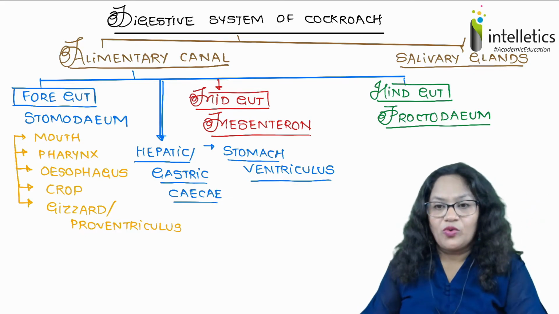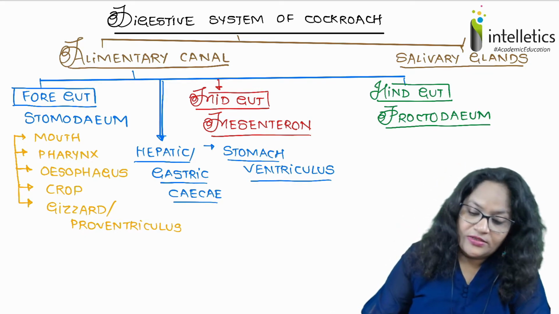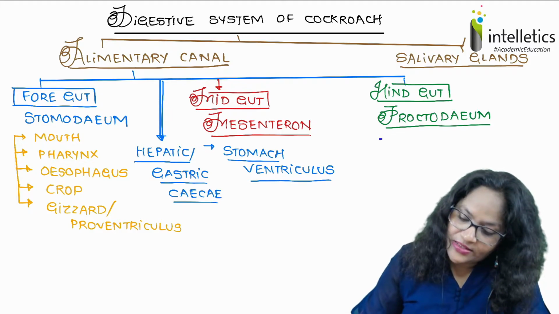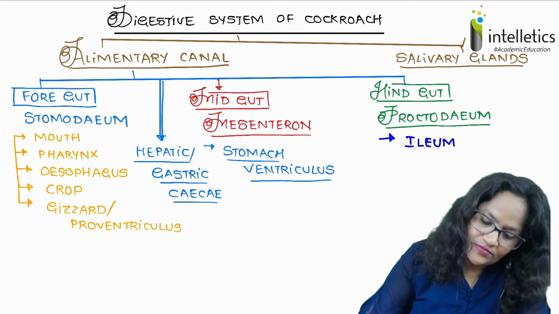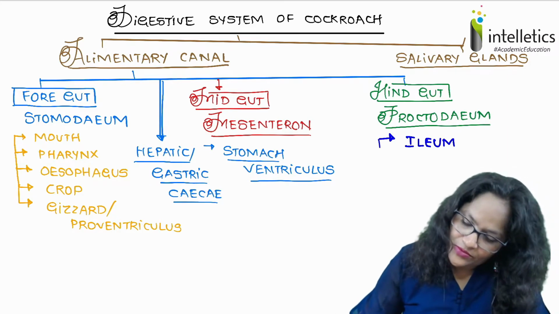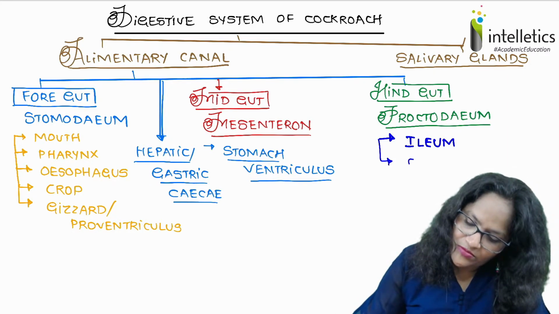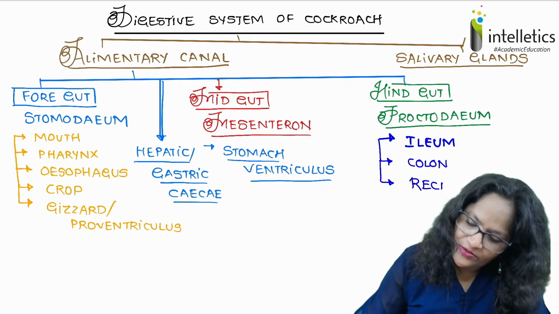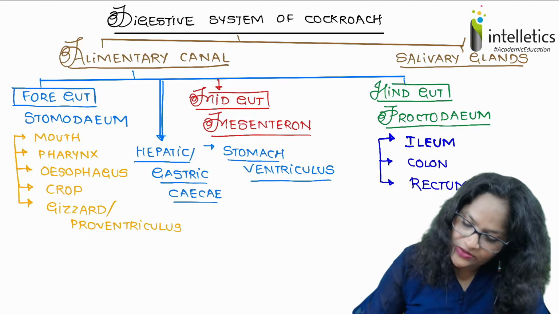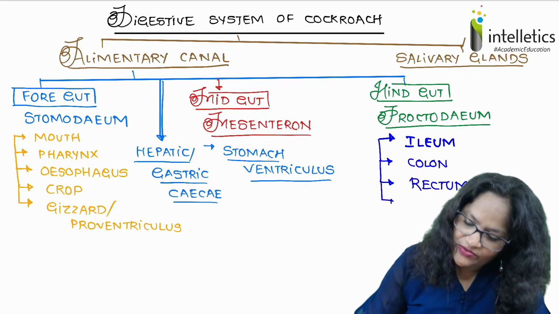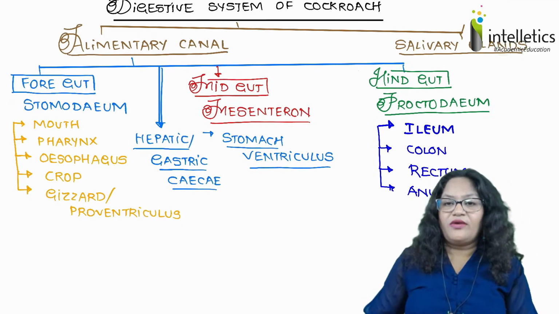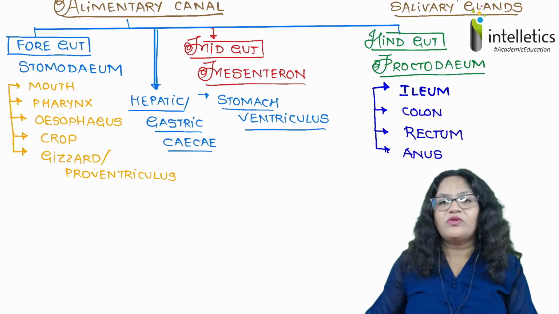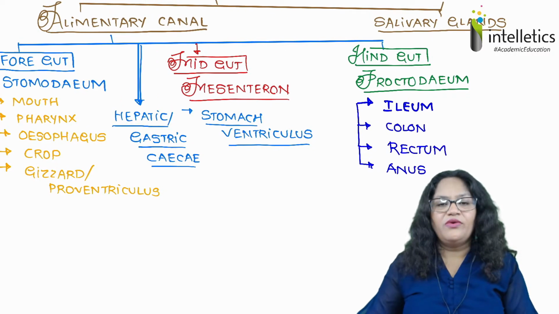Midgut is followed by the hindgut, and the hindgut is made up of ileum, colon, and the rectum, which opens to the exterior via anus. Okay, so this will be clear, easily seen, right?